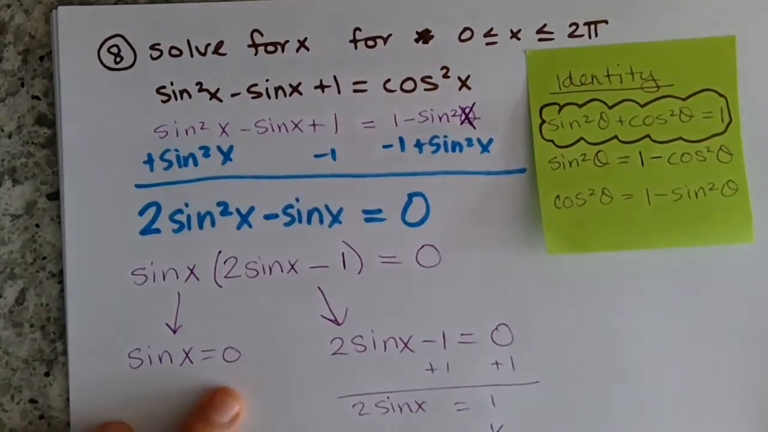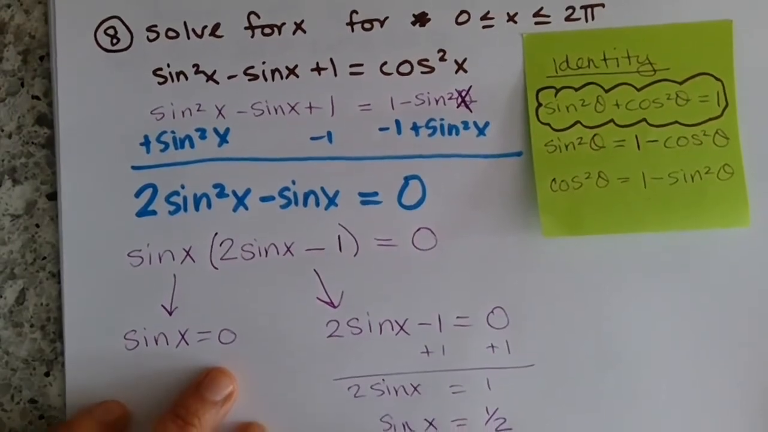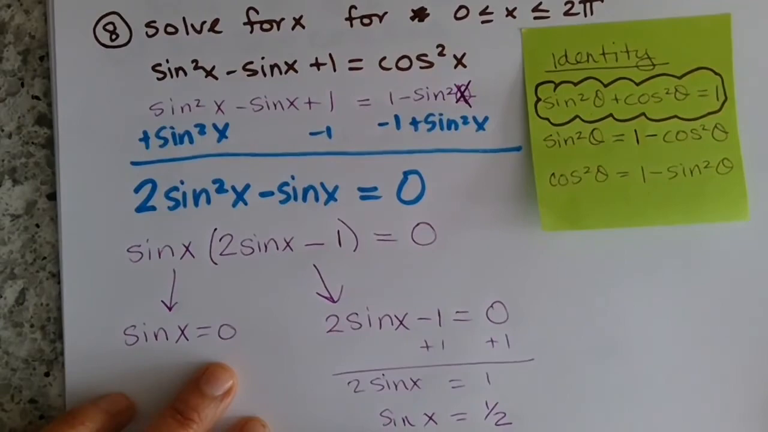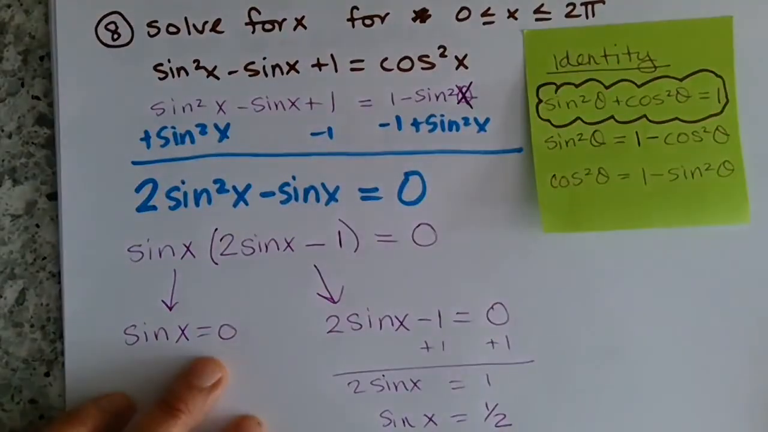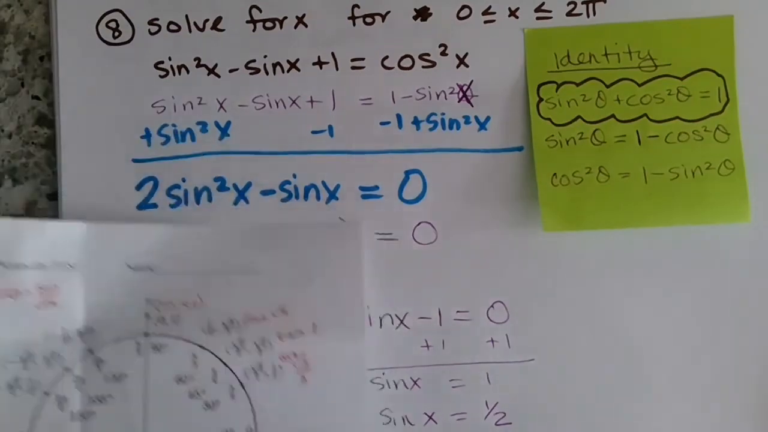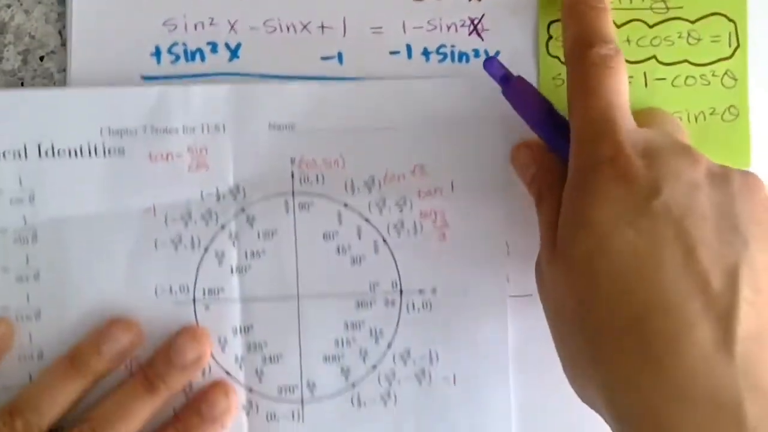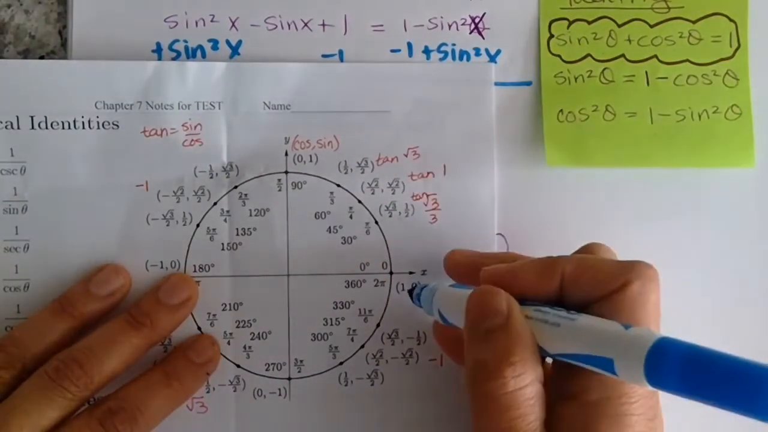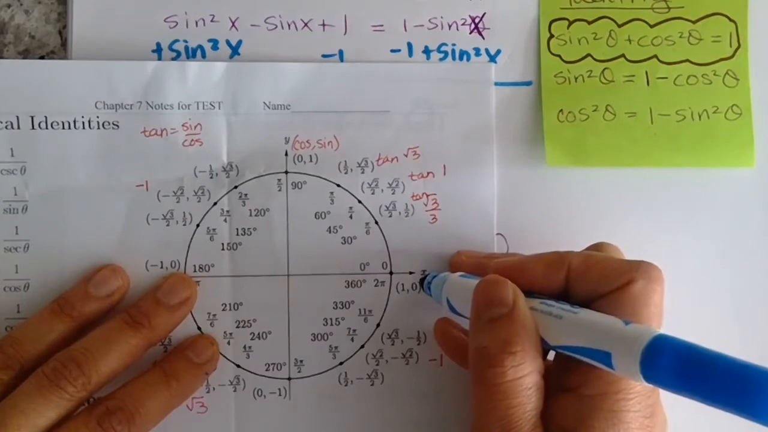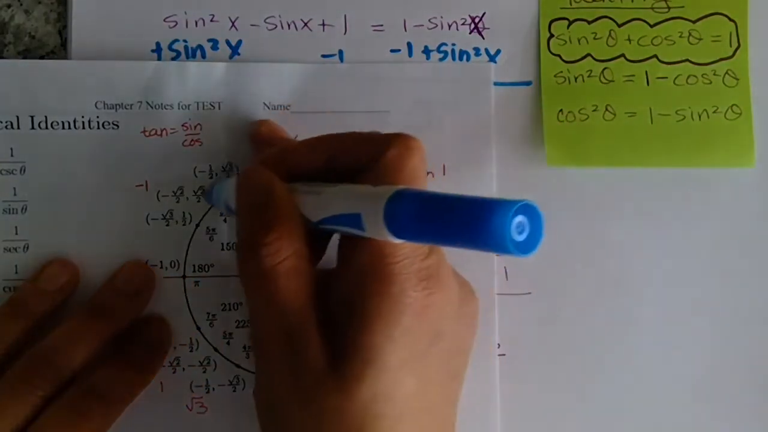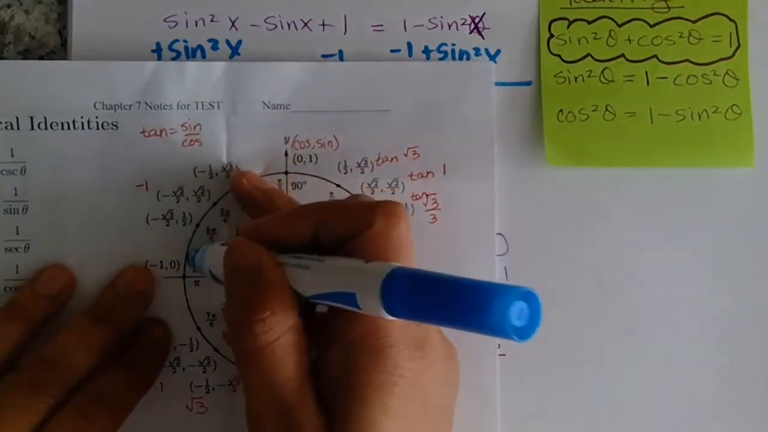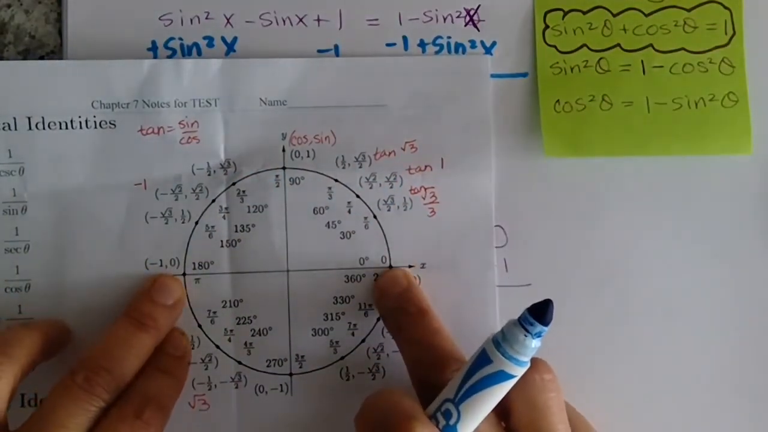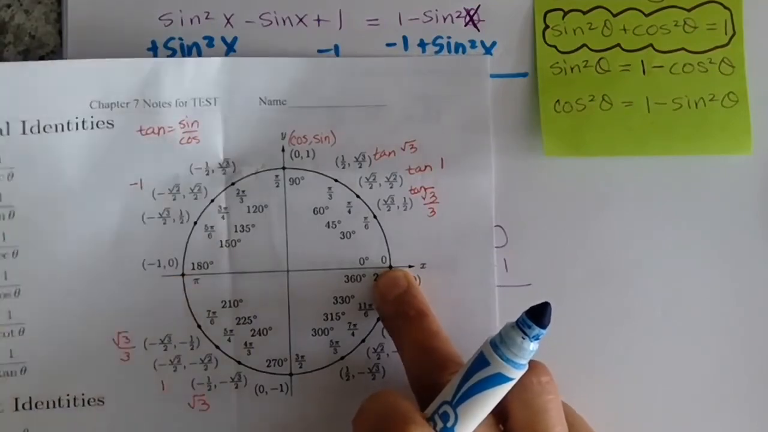Okay, so now I'm looking at the unit circle, and where on the unit circle is sine of x 0? I want my answer in radians. The sine is the y value. Looks like here, and here. So at 0 radians and at pi radians.